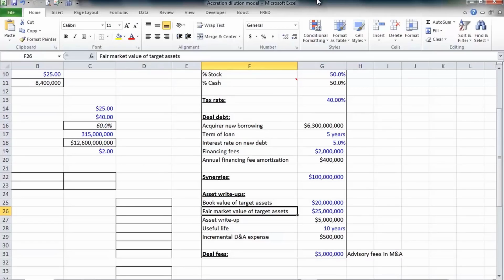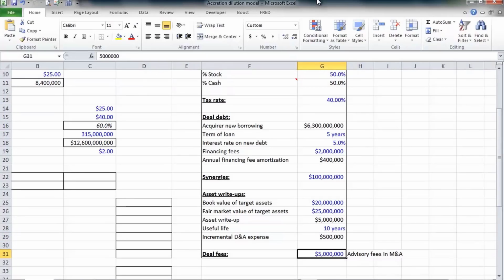Also, in an acquisition, target assets like property, plant, and equipment and intangible assets are allowed to be written up to fair market value. So for our model, again, these numbers are purely illustrative. The book value of assets like PP&E and intangible assets are $20 million. Because we're acquiring this company, we're allowed to go in and write up PP&E to its fair market value. We're assuming that's $25 million. So we have an asset write-up of $5 million. Now, that write-up will, of course, need to be depreciated and amortized over time. So we're going to assume that that write-up will be amortized and depreciated over 10 years, thereby incrementally adding an additional $500,000 to depreciation and amortization every year.